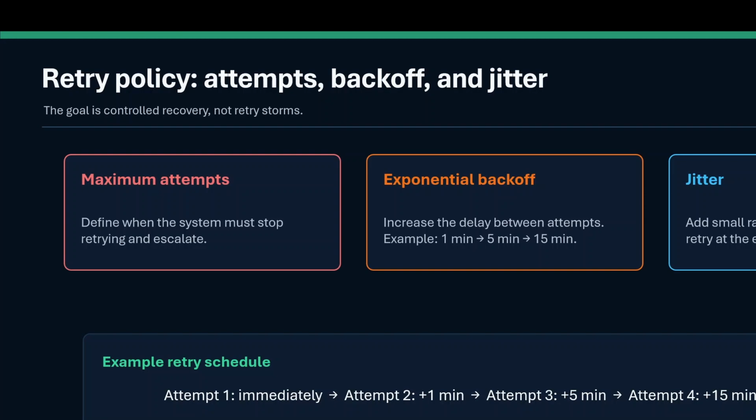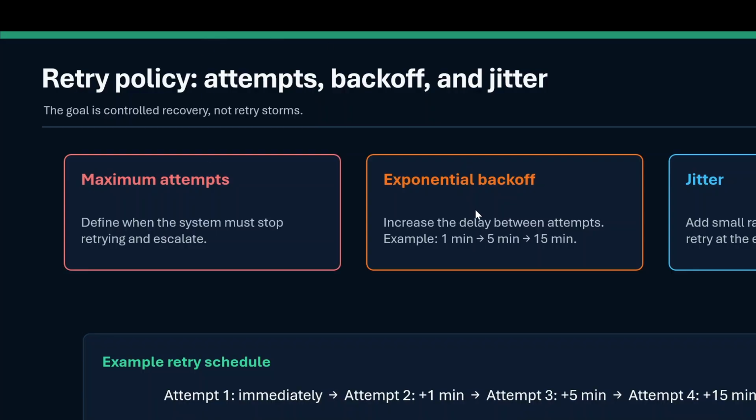One thing that you have to do is define when the system must stop retrying and escalate. So you have to set a maximum number of attempts. Okay, I'm going to try 3 times. If I try 3 times and it doesn't work, then I'm going to bring in a human. I'm going to escalate that to a human. I'm going to log that and send a notification to a human to jump in and check what's going on.